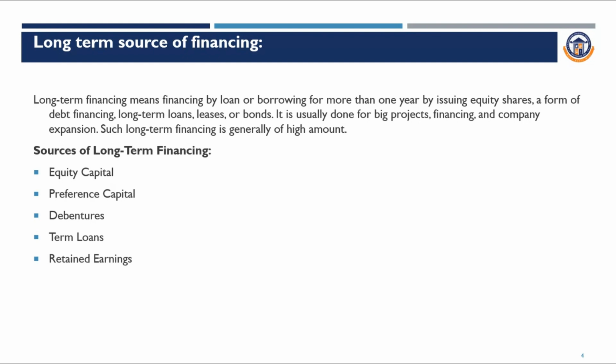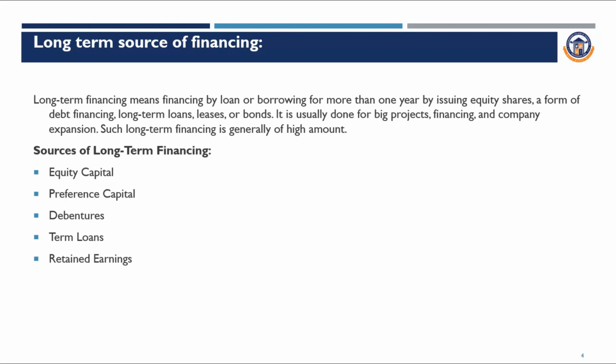Then fourth one is term loans. Banks and other financial institutions generally give loans for more than 1 year. That is called term loans. They are mostly secured loans offered by the banks against strong collateral provided by the company in the form of land and buildings, machinery, and other kinds of fixed assets.